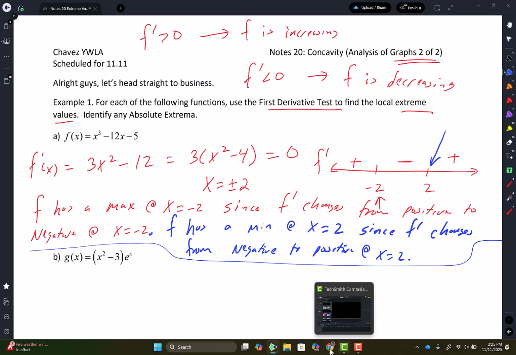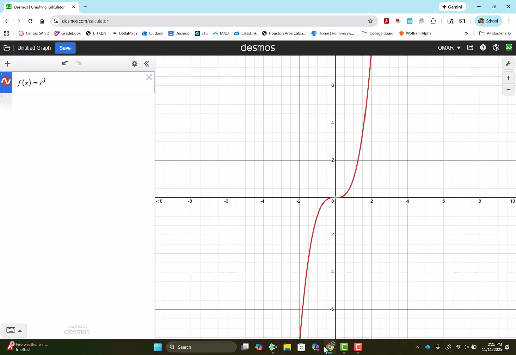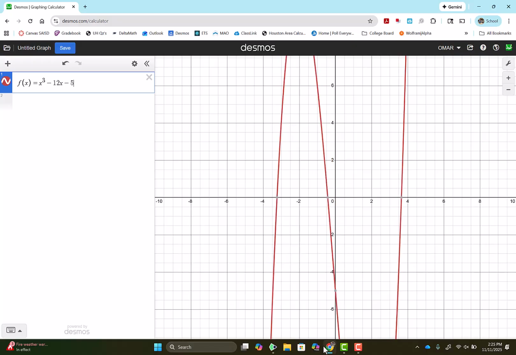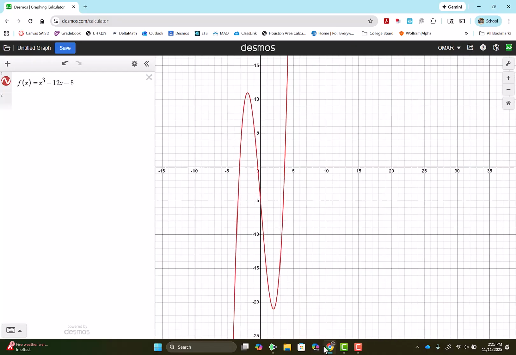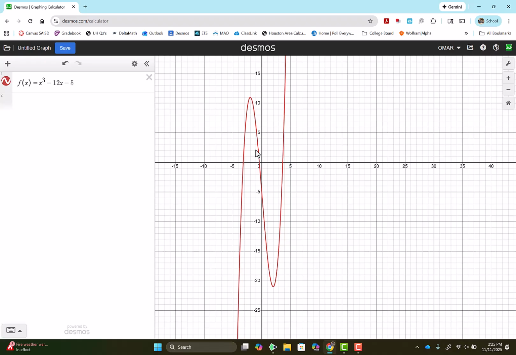Minus 12x minus 5. All right, I got it to look like this. I had to fix my little scale a little bit. It said that I had a max at x equals -2, and sure enough, there's a max there. See? It says that I have a min at x equals 2, and sure enough, there's a min there.